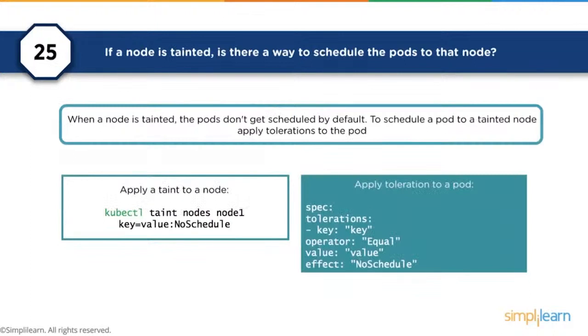So if a node is tainted, is there a way to schedule the pods to that node? The answer is no, there isn't. What you have to do then is schedule the pod to fix the tainted node to allow for tolerations to that. And we have here the example code that you would use to do that.